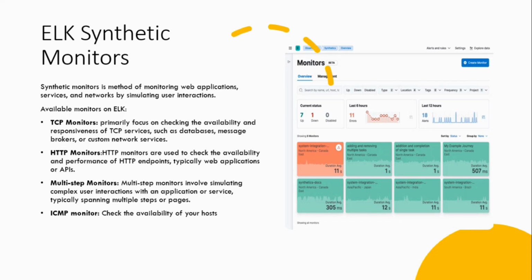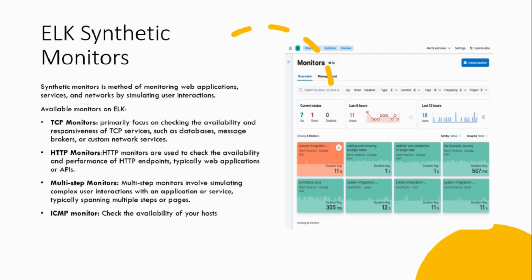For example, we have a TCP monitor that is used for checking the availability and responsiveness of TCP ports. So if you need to check whether a port where a certain service is deployed is up or not, you can use the TCP monitor, and it will have a visualization like the one you can see on the right. It will tell you whether the port is up or down, and how long it took to get the response from the monitor.